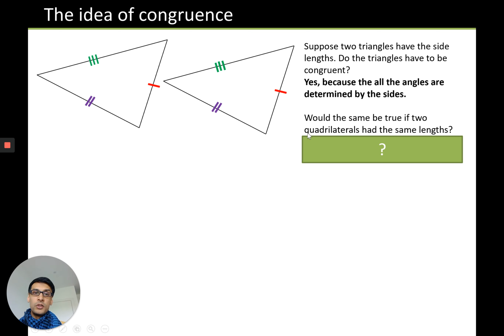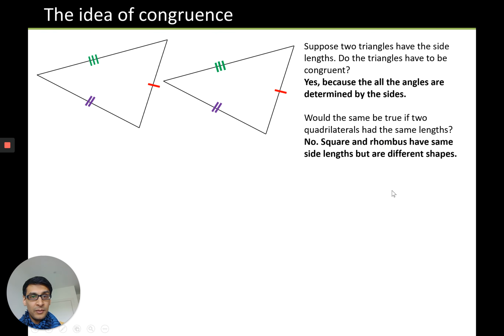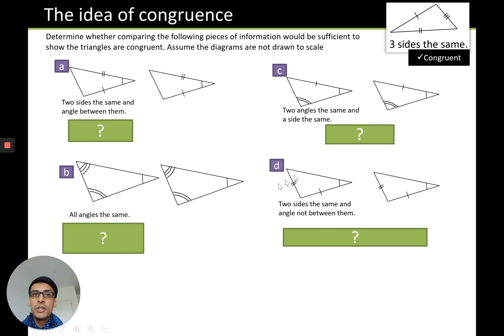Would the same be true if two quadrilaterals had the same lengths? Not necessarily. A square and a rhombus have the same side lengths, but they are different shapes. So triangles are a special case that we're going to look at in a bit more detail. Quadrilaterals, we don't have to worry about for now. In fact, I don't think we will cover similar shapes with quadrilaterals. It's not really a topic that we do. What I want to look at in more depth is what we've already discussed, as you can see on the top right-hand corner: if three sides are the same for two triangles, then they are congruent. That's enough to show that they're the same.